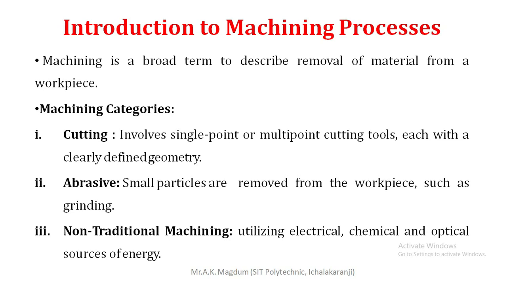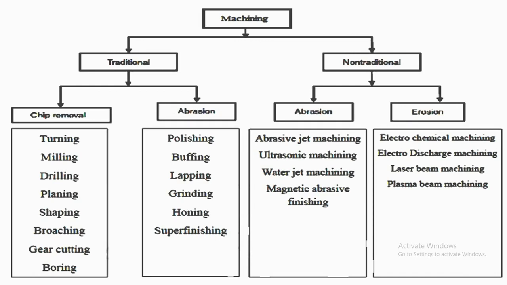We will discuss these one by one in the further sessions, but here machining is broadly classified into two main groups. The first is traditional, the second is non-traditional. Under traditional, there is the chip removal process and the abrasion process. Under chip removal, there are turning, milling, drilling, planing, shaping, broaching, gear cutting and boring. All of these operations come under the chip removal process, meaning we remove the material from the workpiece surface and give the shape and size of that component. That's why these operations come under the chip removal process.